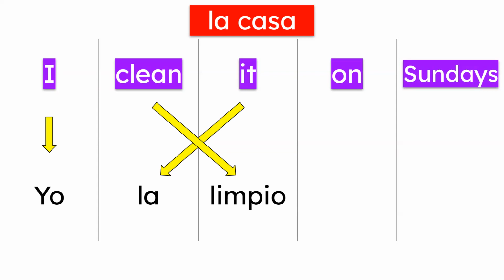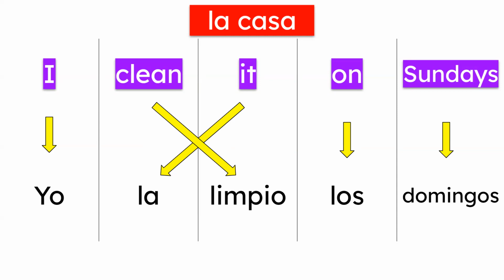Sundays in plural. Do you know or do you remember how to say Sunday? It's domingo. And domingo, the plural form is domingos. So the right article to use would be los. Yo la limpio los domingos.